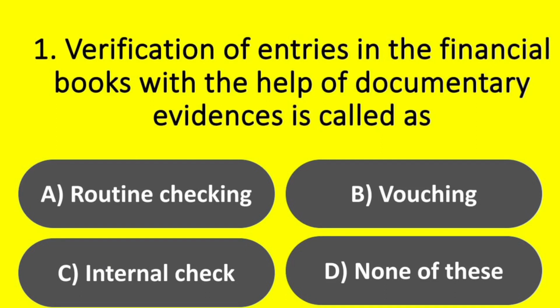Question. Verification of entries in the financial books with the help of documentary evidences is called as: option A, routine checking; option B, vouching; option C, internal check; option D, none of these. Answer: option B, vouching.